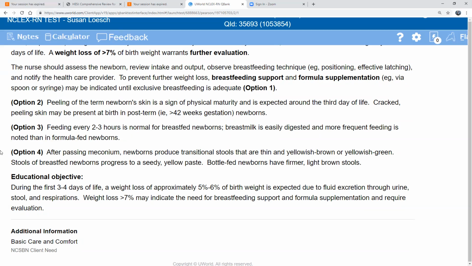All right, and then we're also going to discontinue the oxytocin. All right, so all those things together are going to help correct what's going on with the baby.